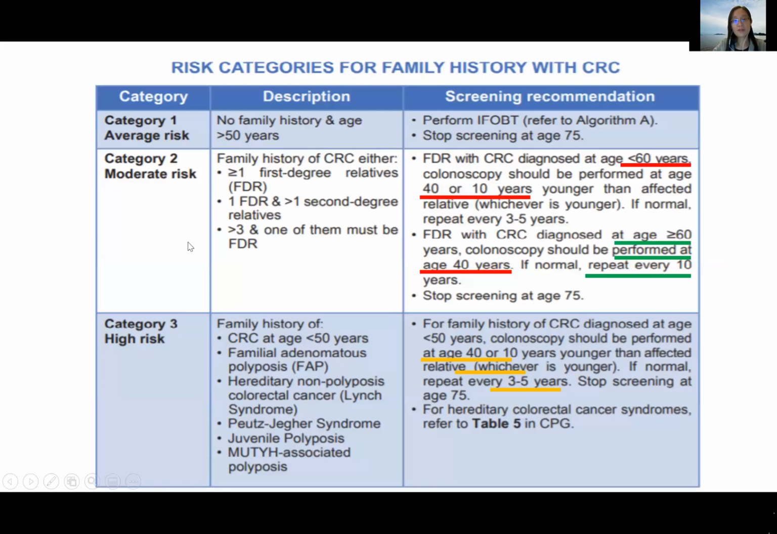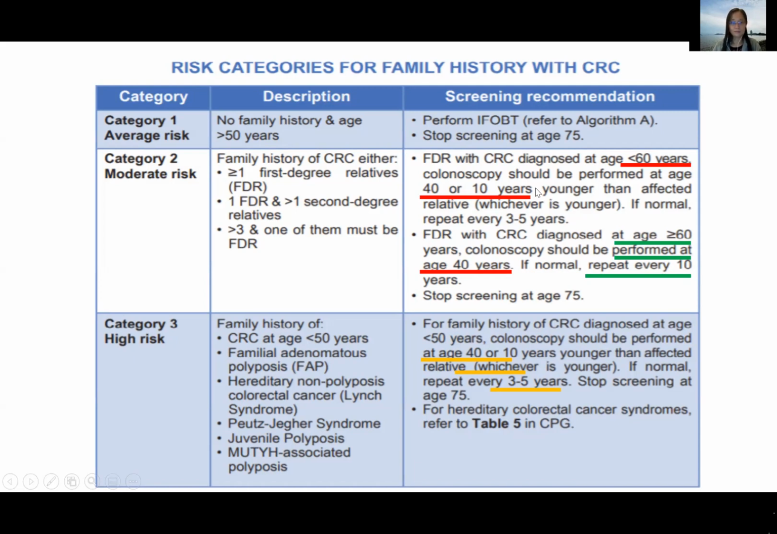If the patient has moderate risk, it means they have first degree family members that have cancer. So you can screen them at age 40 or 10 years younger than the affected relative. If the relative had colorectal cancer, the first degree relatives would be your parents, your siblings, or your children. So if they have the cancer at, let's say, 60 years of age, then you can start screening them at 40 years. Or if they have cancer at 40 years old, for example, then you start screening the patient at 10 years younger than that. So if they're 40, then you start screening them at 30 years old.